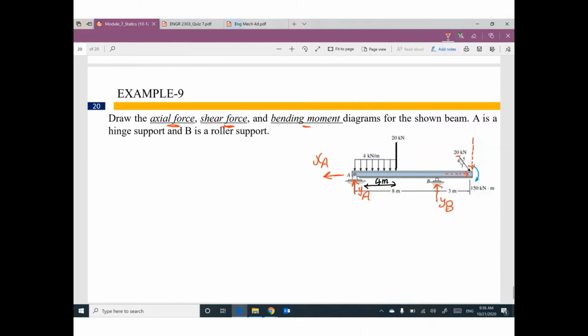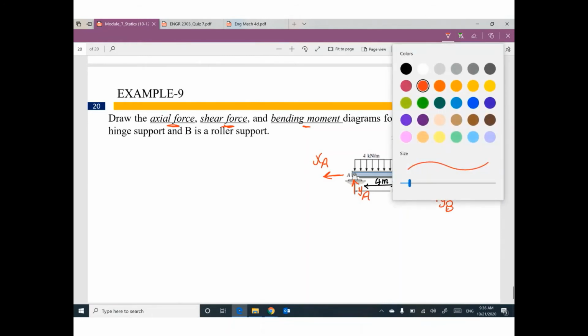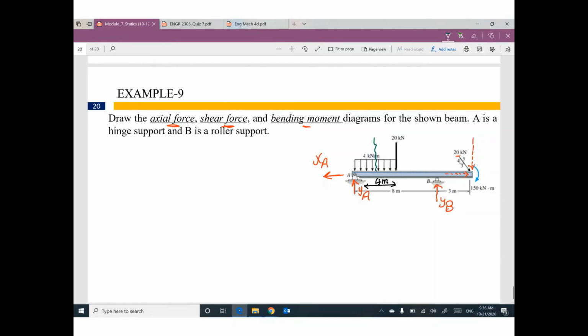We have uniform distributed load. So we have equivalent here. How much? For the given distributed load value 4 times this distance 4. So you have 16 kilonewton. Where this side will be half distance, this side will be half distance, 2 and 2 meter.